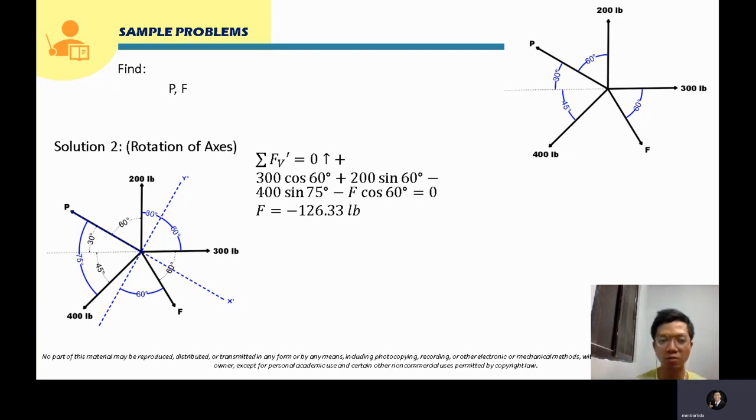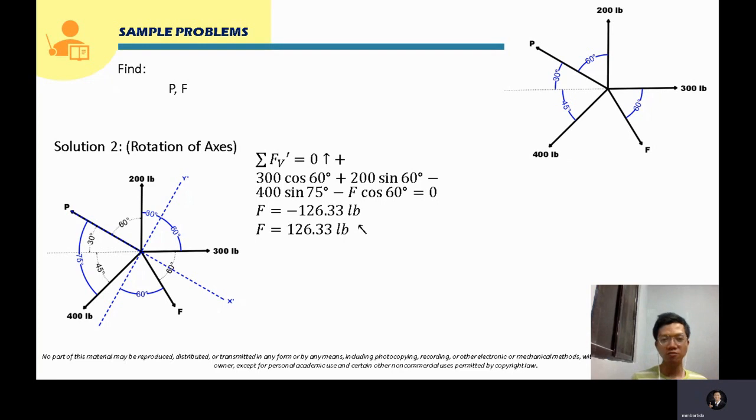So it will become positive. And solving for F, that will just be 300 cosine 60 degrees plus 200 sine 60 degrees minus 400 sine 75 degrees over cosine 60 to solve for F. And that will give you negative 126.33 pounds. So again, since your F is negative here, we have the wrong assumption here.